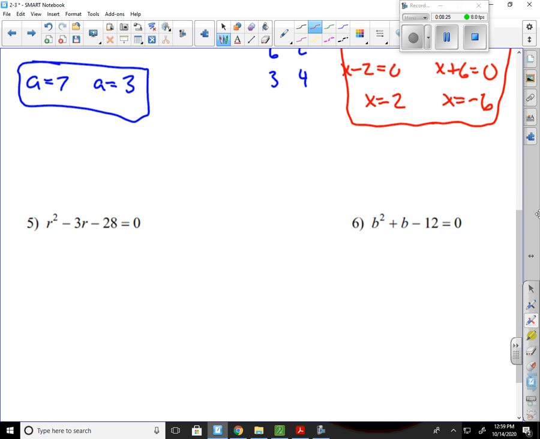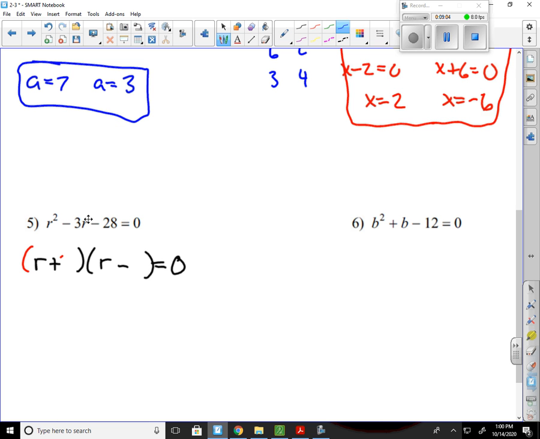Number 5. We're getting a little bigger numbers now. I have a minus and a minus. That tells me one of these has to be a plus and one of these has to be a minus. What multiplies to give us 28? That could be 14 and 2, could be 28 and 1, could be 4 and 7. These are opposite signs, so we know we're going to subtract. 28 minus 1 is 27, no good. 14 minus 2 is 12, no good.